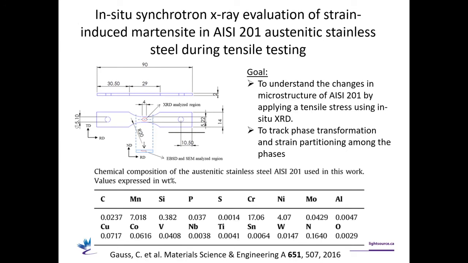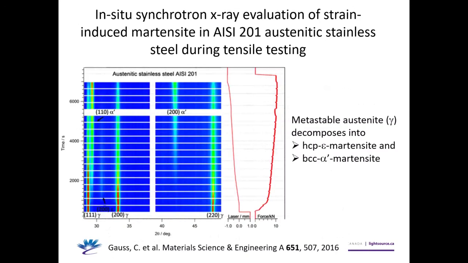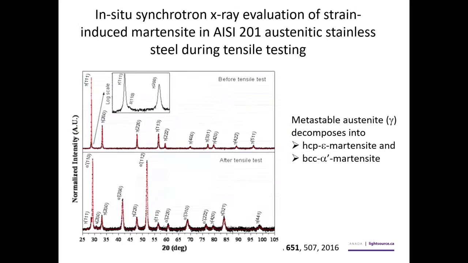This is the composition of this particular steel. And here is a couple of peaks, how they evolve during the loading of the sample. And the group observed that this metastable austenite gamma decomposes into the HCP epsilon martensite and the BCC alpha martensite.